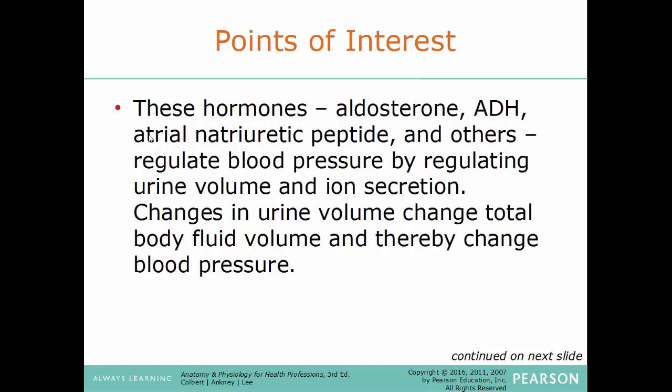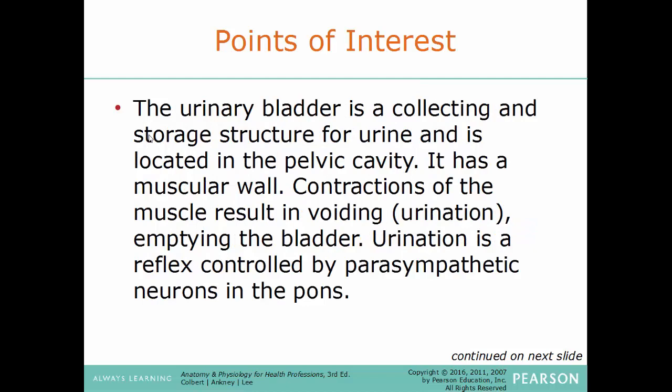These hormones, including aldosterone, ADH, ANP, among others, regulate blood pressure by regulating the urine volume and the ion secretion. Now, changes in urine volume change total body fluid volume and thereby change blood pressure. The urinary bladder is a collecting and storage structure for urine and located within the pelvic cavity. It has a muscular wall. The contractions of this muscle result in the voiding or urination, thereby emptying the bladder.